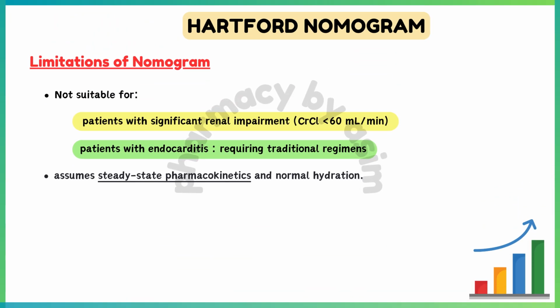Talking about the limitations, the Hartford Nomogram is not suitable for patients with significant renal impairment where creatinine clearance is less than 60 milliliters per minute, patients with endocarditis, or those requiring traditional multiple daily dose regimens of aminoglycosides. The second parameter is to assume steady-state pharmacokinetics and normal hydration.